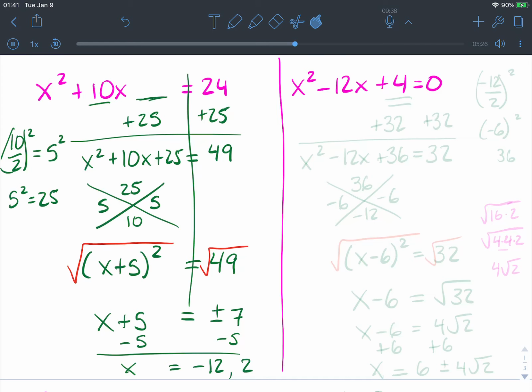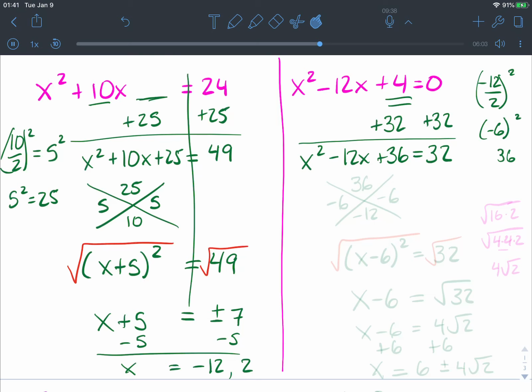On the right side, we have negative 12. So what we want to do is divide that by 2 and square it. So we get negative 6 squared, and negative 6 times negative 6 is 36. So we want this number to be 36. What we have to do is add 32 to 4 to make it 36. So everything else stays the same, and then you add 32 to the other side.